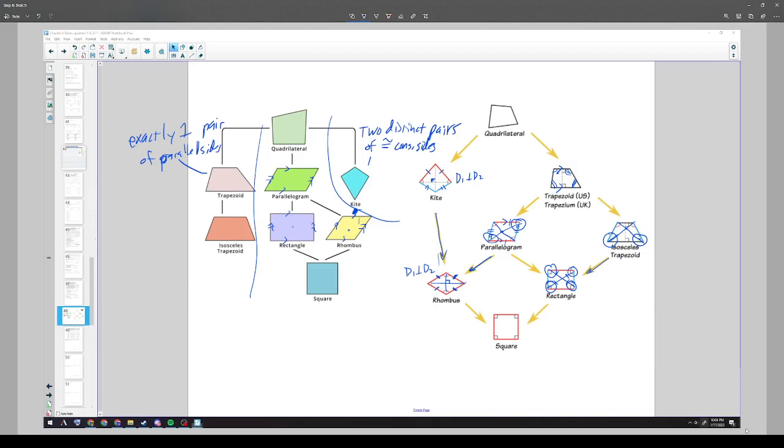So these properties getting passed in from the kite family and the trapezoid family is why I prefer and teach it as this being one big inclusive family instead of excluding these side branches. So hopefully that helps make it clear why we're doing that and how those properties flow down through those shapes.